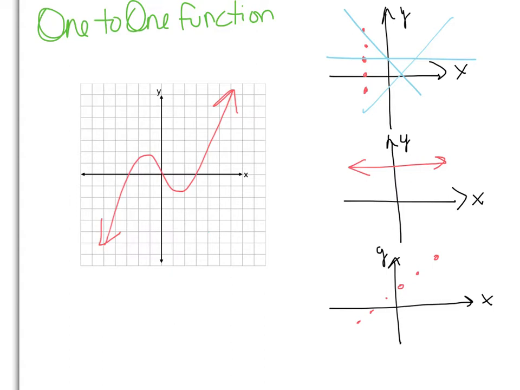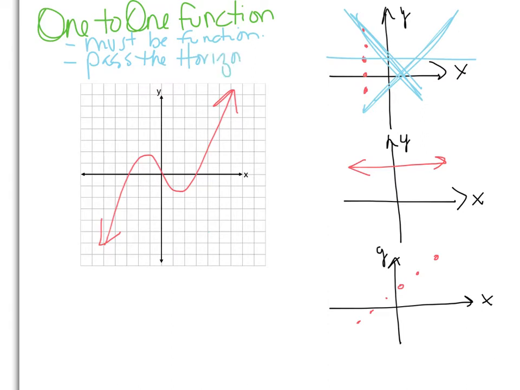If it's not a function, then it can't be a one-to-one function as well. A one-to-one function is a subset of being a function. So your first test is: is it a function? This first graph up here failed that. So it must be a function is your first test. Try the vertical line test to find that out. Then you have to pass the horizontal line test. It's the same kind of test, but this time we're drawing horizontal lines.